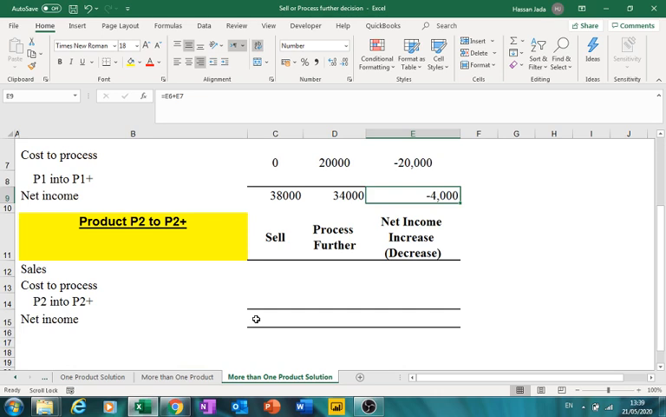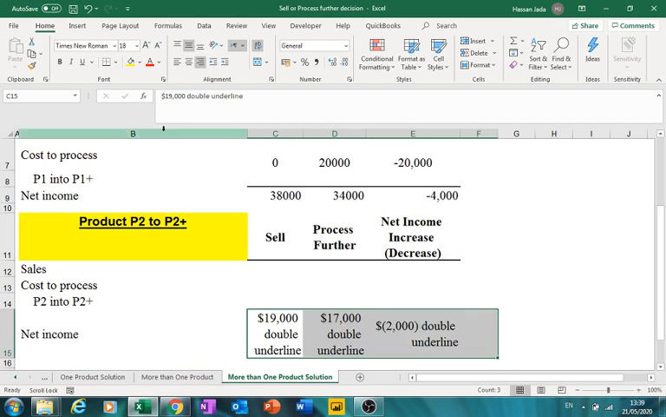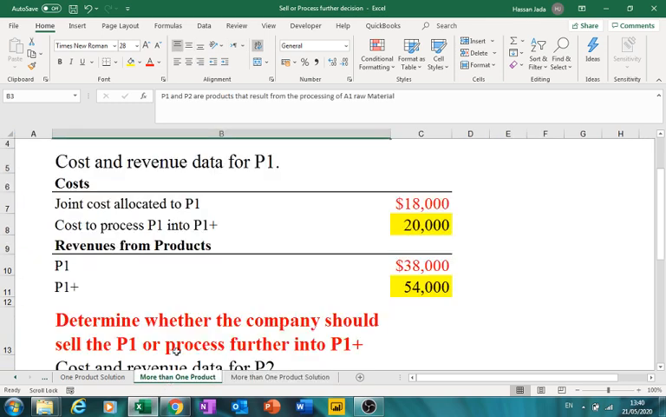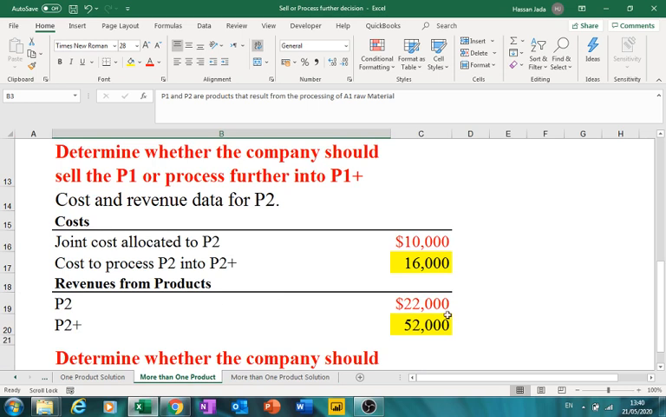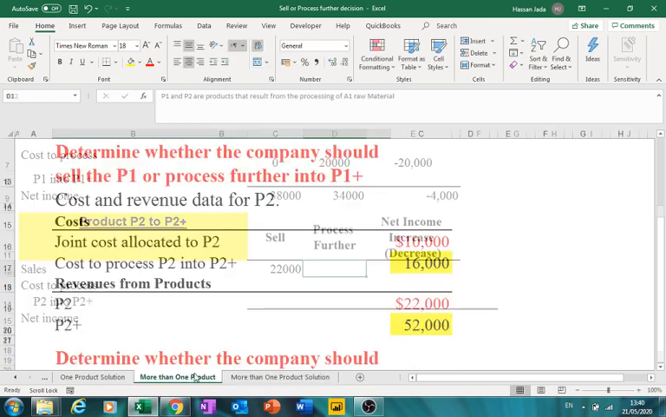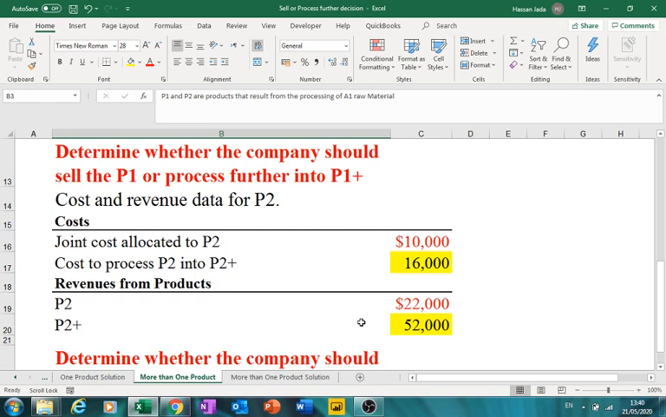For P2, we can do the same manner of analysis. We have the sales of product P2 and P2 plus. The sales of P2 equals 22,000, and the sales for P2 plus is $42,000.